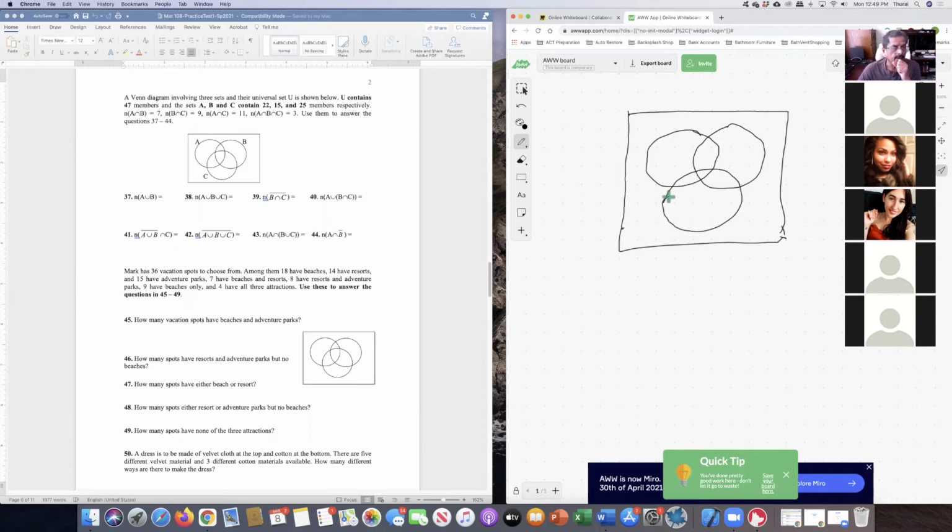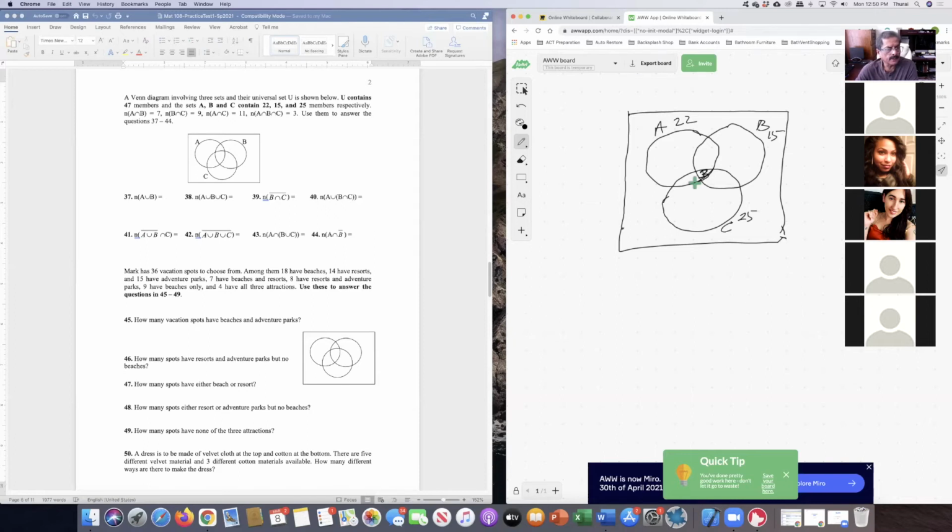Count of A intersection B is 7, B intersection C is 9, A intersection C is 11. A union B union C has 22, A has 22, B has 15, C has 25. What is common to all three is 3. There are 3 elements common to all 3. So that 3 goes here, the small section common to all 3 sets.